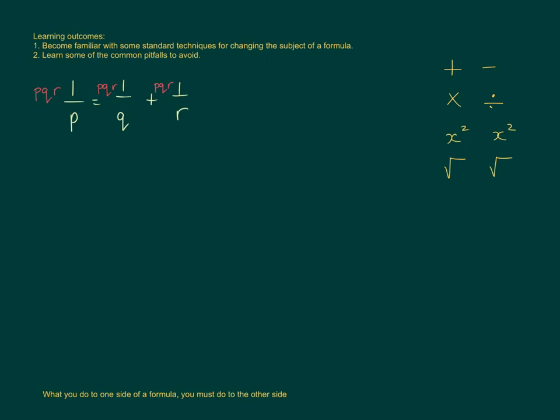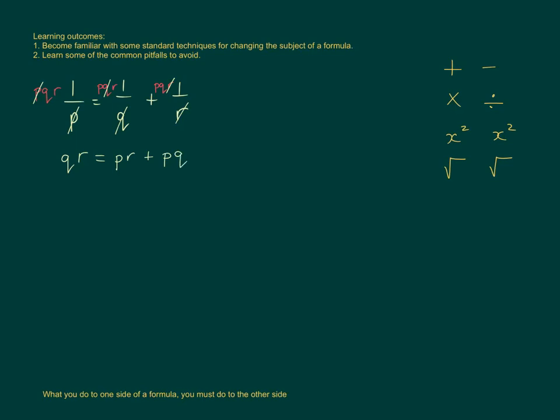So as you see, what will happen is P will divide into P, Q will divide into Q, and R will divide into R, leaving you with, here you'll have QR, here you'll have PR, and here you'll have PQ. So QR equals PR plus PQ. So straight away you have eliminated the fractions.